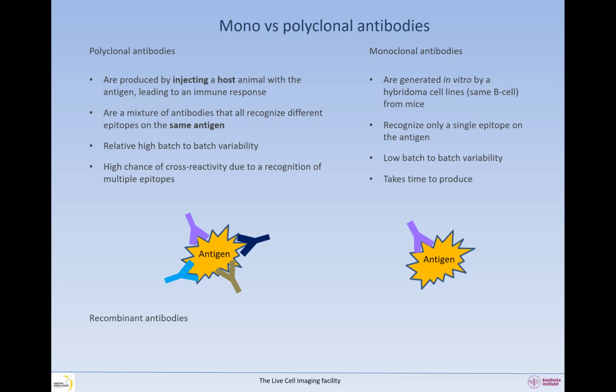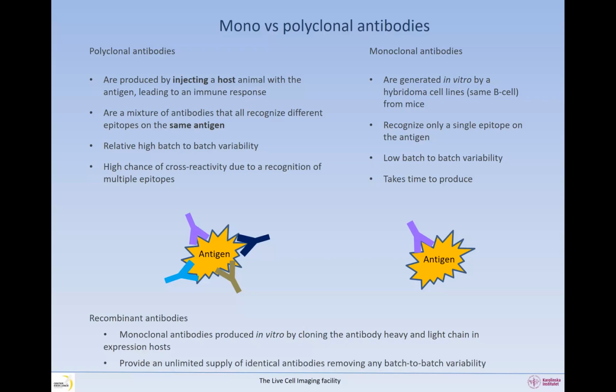Recombinant antibodies are monoclonal antibodies that are produced in vitro by cloning the antibody heavy and light chain in expression hosts. Basically, you are cloning the antibody heavy and light chain DNA sequence from the B cells or plasma cells of immunized animals into recombinant vectors. And then these vectors are introduced in expression hosts, for example, E. coli, which produce the antibodies. This technology provides an unlimited supply of identical antibody, removing the batch-to-batch variability.